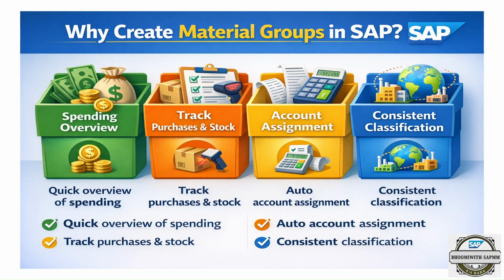Third, material group helps in automatic account determination. For example, office chairs and tables are assigned to material group office furniture. During purchase order creation, ME21N, SAP automatically picks the correct GL account. No need to enter it manually. This reduces posting errors and saves time for the finance team.